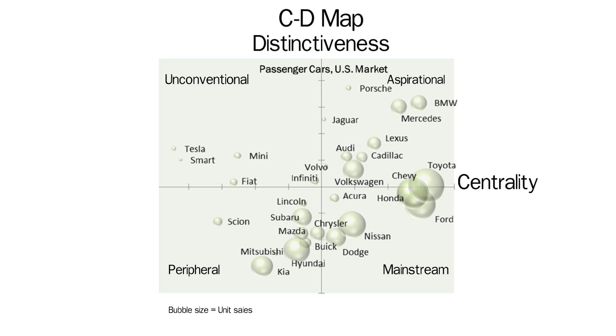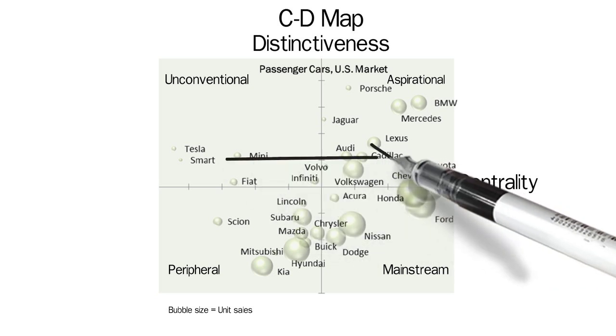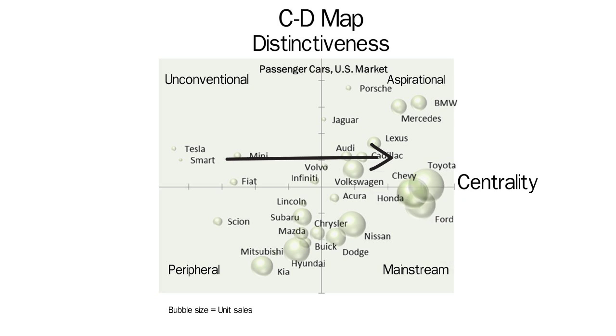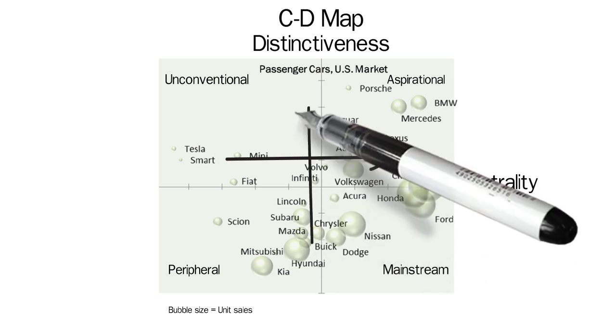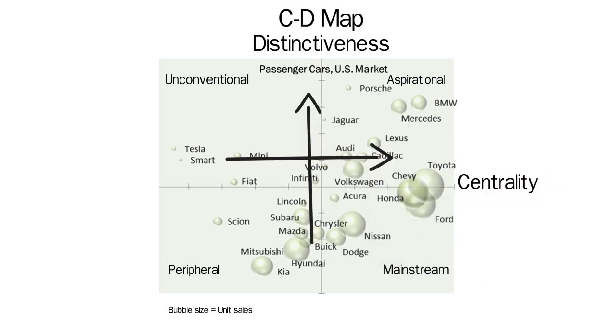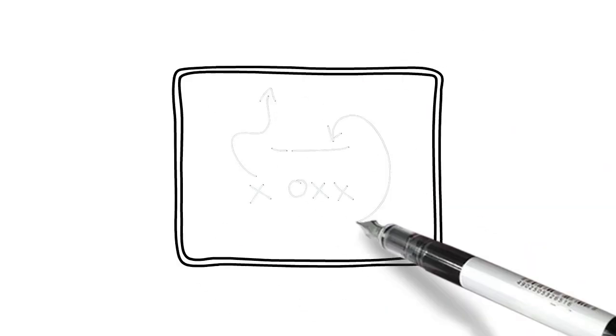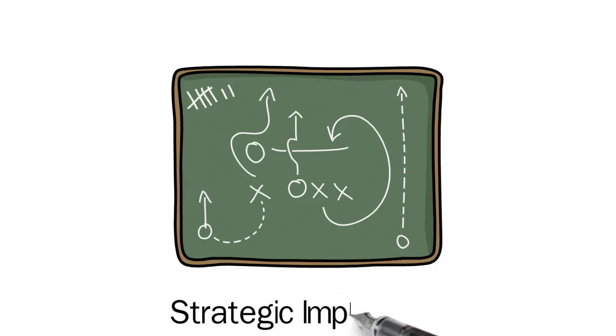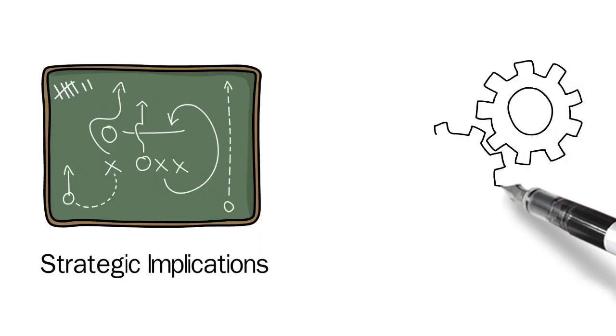We ran regression analyses to examine whether the position on the map is linked to performance. We looked at two different types of performance data: brand-level sales and brand-level average price. What we find in the passenger car and beer markets is that as brands move to the right, in other words, as brand centrality increases, sales increase, and as brands move up, or as their distinctiveness increases, prices increase. CD maps have several important strategic implications as well as marketing applications that we will examine in the second and third videos.